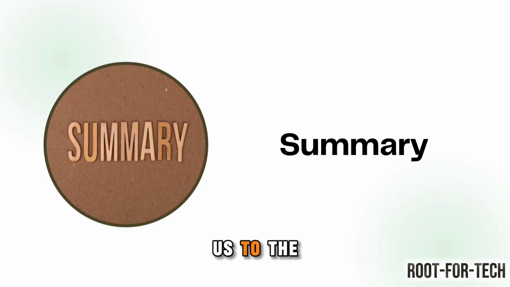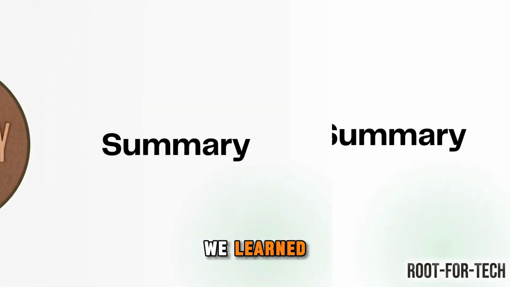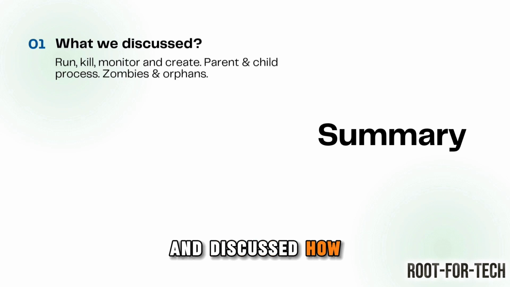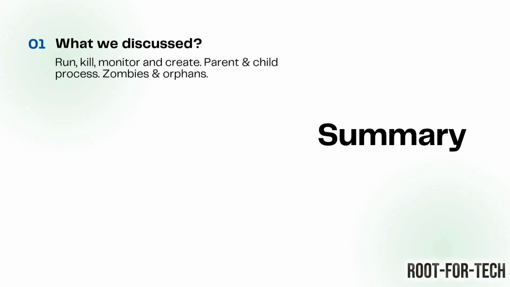So that brings us to the end of this session. We learnt what a process is and discussed how to run a process, kill a process, and track system processes using Linux shell commands. We then went on to create processes in C. We learnt about parent and child processes and also about zombie and orphan processes by doing practical exercises.